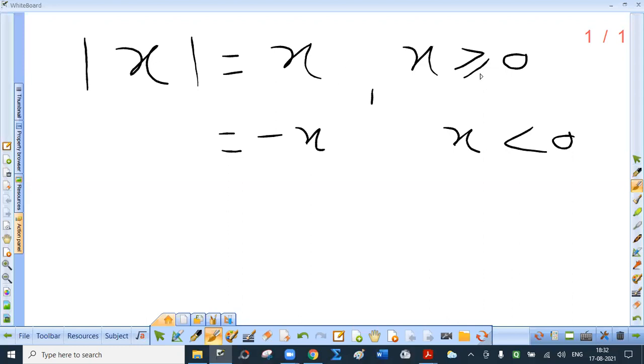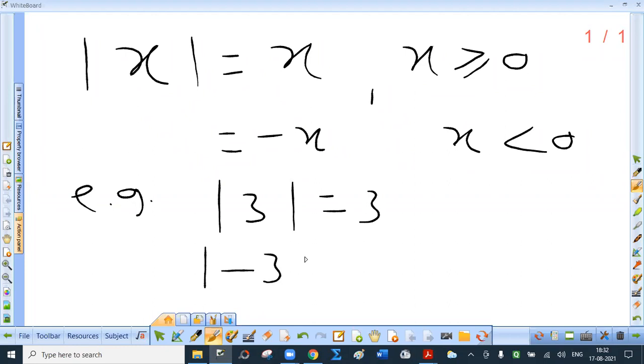These 2 cases are combined, non-negative. Our main intention is to get non-negative. So if it is already non-negative, mod x is going to be x only. But if x is negative, how to get positive out of that? Multiply by -1. For example, what is mod of 3? 3. What is mod of -3? It is minus of -3, that is 3.